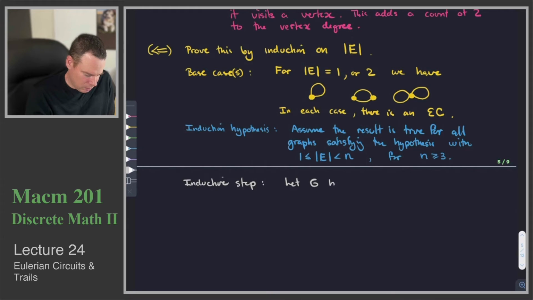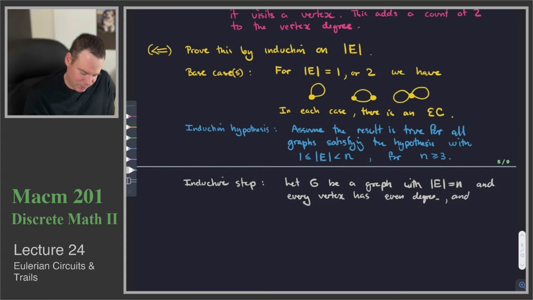Let G be a graph with n edges, and we've got to also include the original hypothesis from the theorem we're trying to prove: every vertex has even degree. And I guess we should include everything: G is connected.